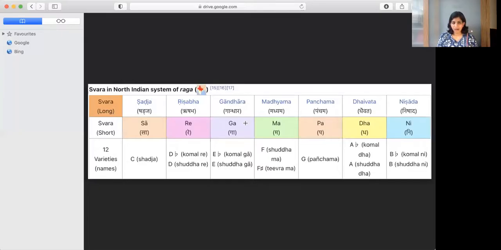Sa, Re, Shuddha Re, Komal Re, Ga, Shuddha Ga, Komal Ga, Ma, Shuddha Ma, Tivra Ma, Pa, Dha, Shuddha Dha, Komal Dha, Ni, Shuddha Ni, Komal Ni, Sa. So these are the Komal and Tivra varieties of swaras.